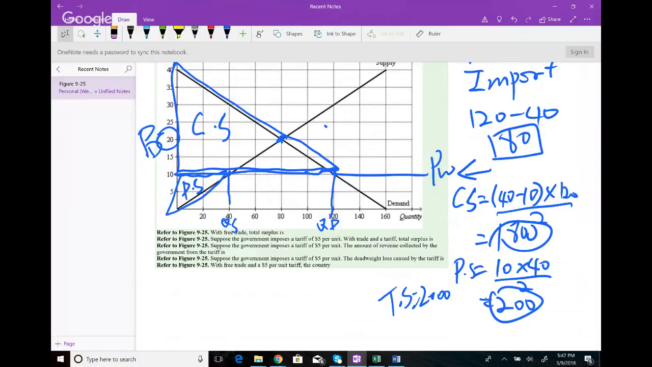All right. So next question. Suppose the government imposes a tariff of $5 per unit. With trade and a tariff, what is our total surplus? All right, so we're going to draw one more line. It'd be easier if I just copy and paste a different page. Copy.